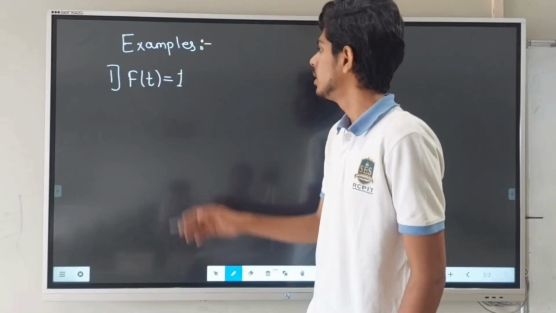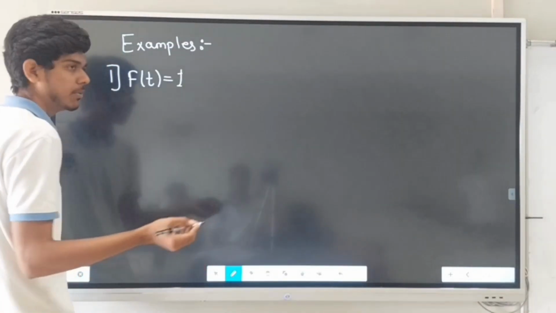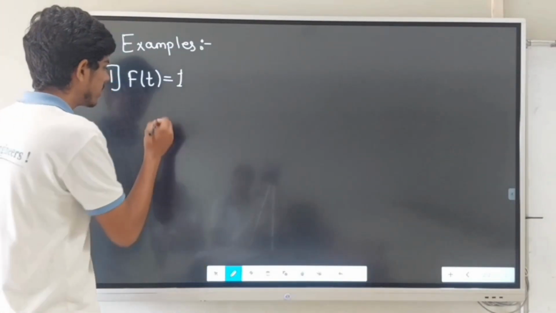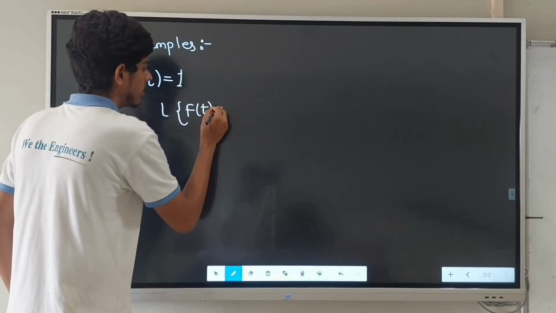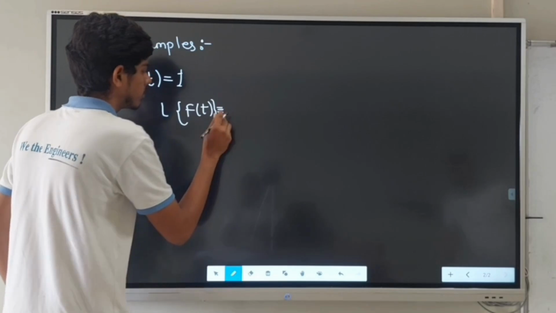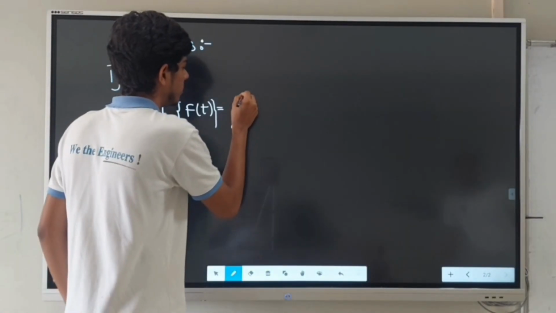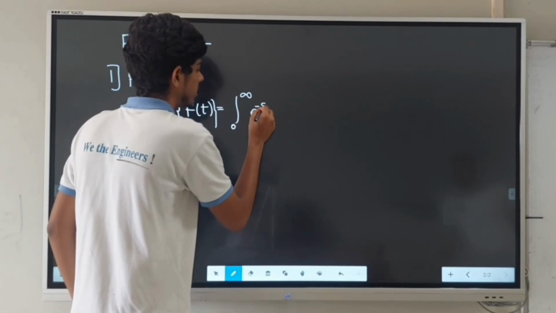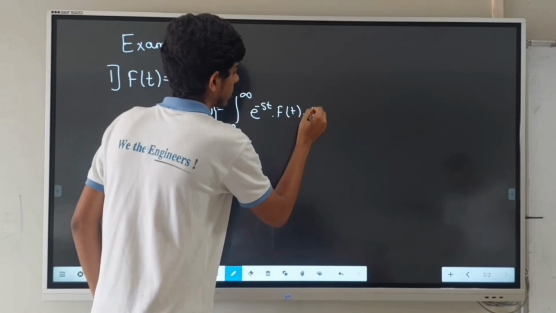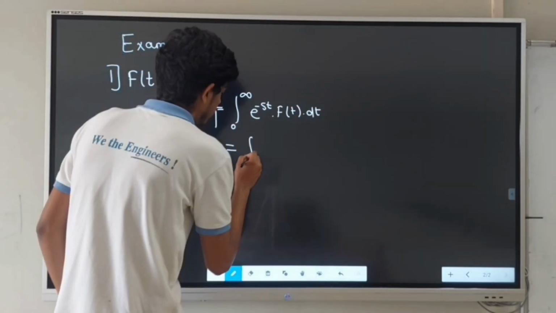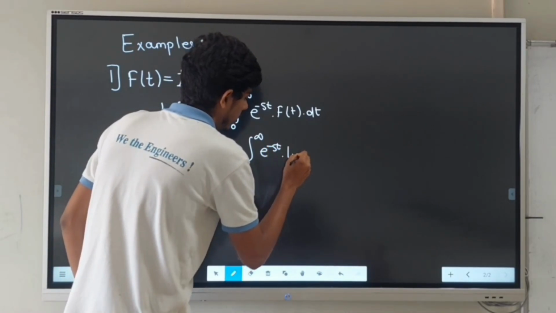So first of all, the first function is f of t is equal to 1. According to the Laplace definition, Laplace of any function is equal to the integration from 0 to infinity e raised to minus st into f of t dt. So here, from 0 to infinity, e raised to minus st into 1 into dt.